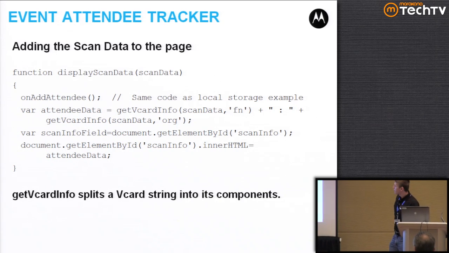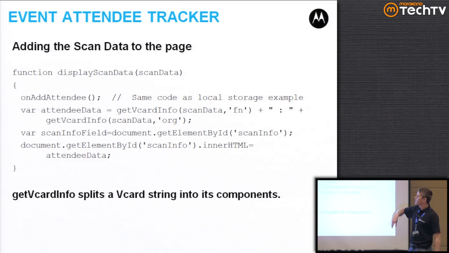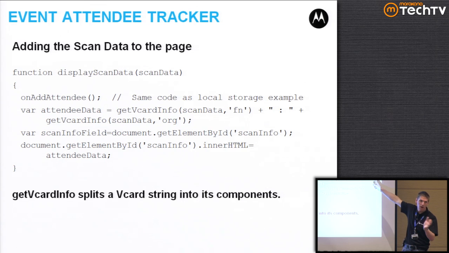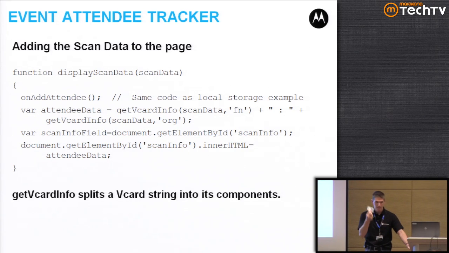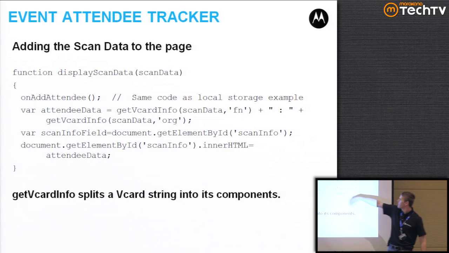Okay, so this is the function that was called in our callback. Just for completeness, onAddAttendee was exactly the same code as we used in our original web app. This is the local storage, adding it to Redis and then the session ID. getVCardInfo is a function that I can't claim that I wrote. Rob Galvin wrote it, and that parses out this QR code on the badge and returns whatever you've asked for.